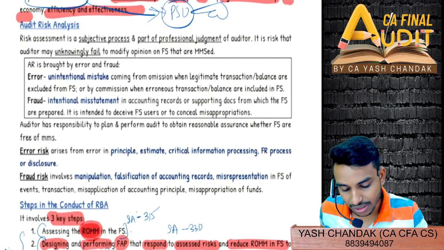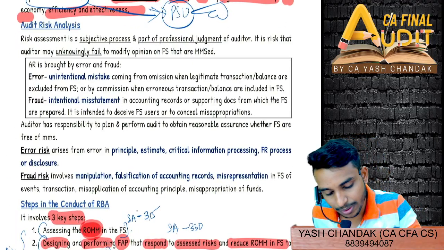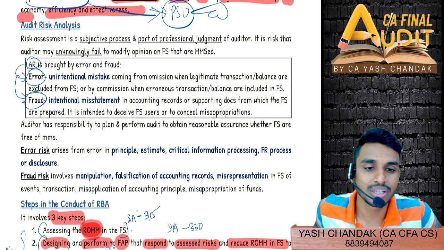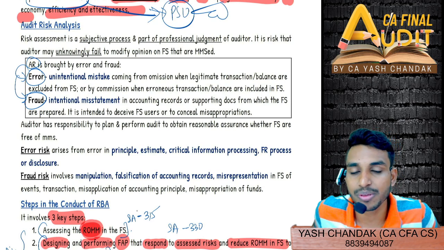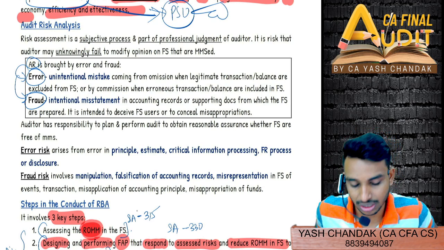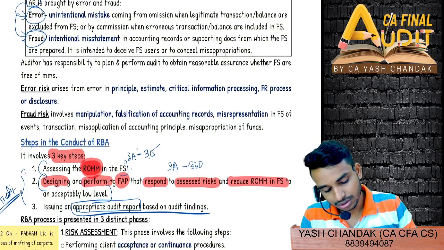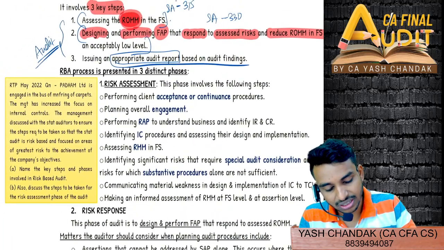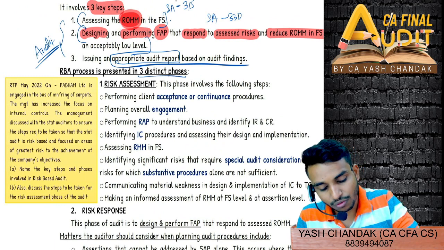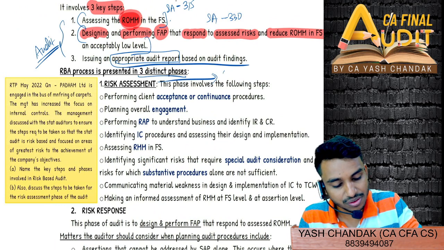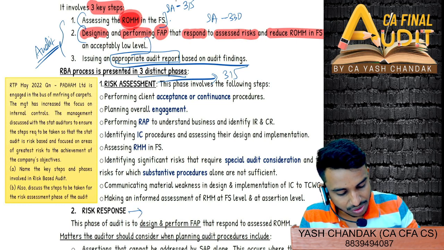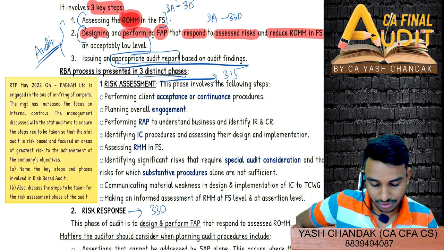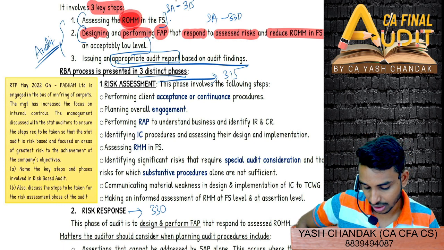Now let's come to audit risk analysis. The risk could be arising because of error, or it could be arising because of fraud. We all know the difference between error and fraud, right? Error is by mistake, fraud is intentional. Now comes the RBA process, presented in three distinct phases. The first is risk assessment. Do you remember the first phase is SA 315? Then the second phase is response to assessed risk, that is SA 330. And thirdly, the reporting.